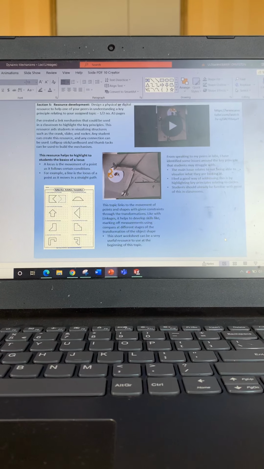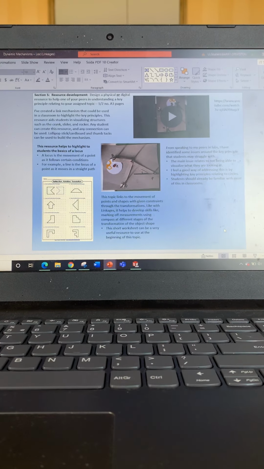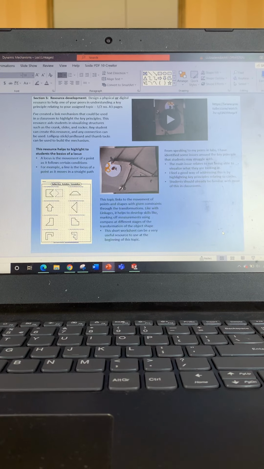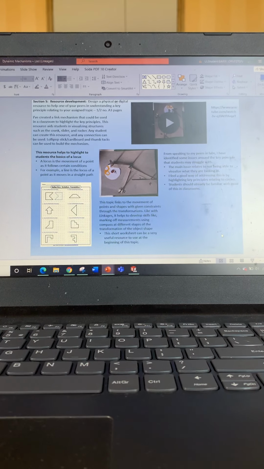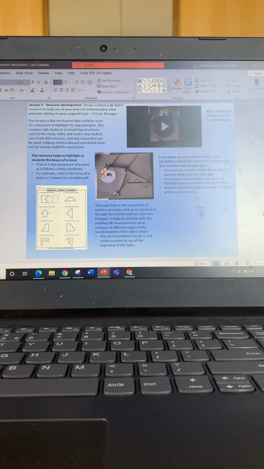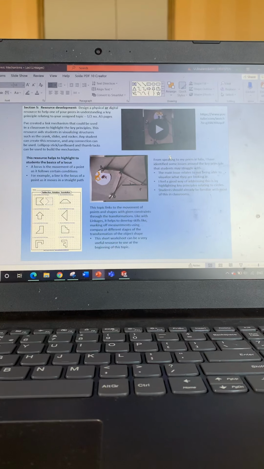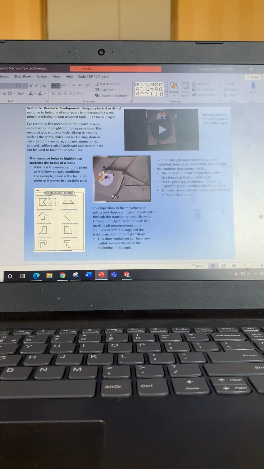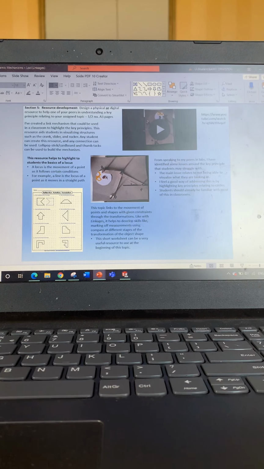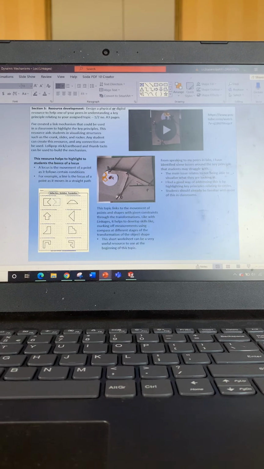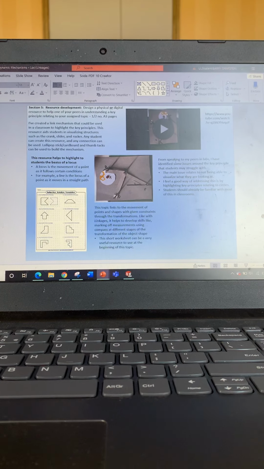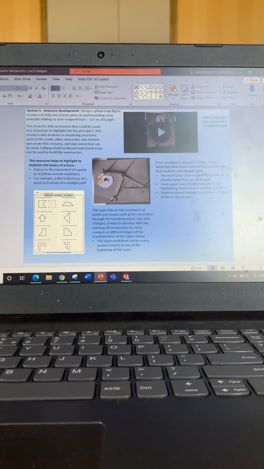So this is section 7, just talking about the resource and assessment of the topic portfolio. Just to start off with the resources part, I've made a few different resources because it was kind of difficult to make one that fits all. So I have 3 different parts there, just covering key parts and the key principles of dynamic mechanisms and linkages.